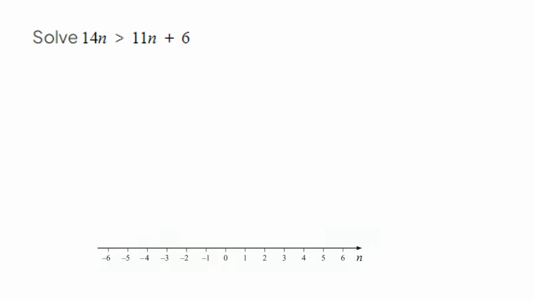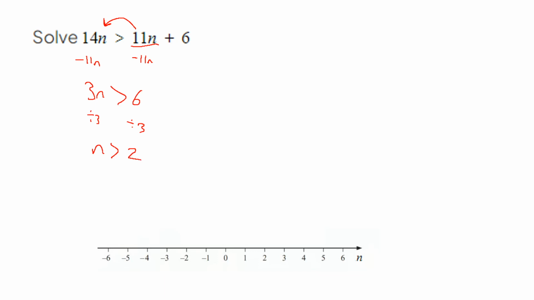Well, an inequality is literally just a linear equation that isn't equal. So we can solve this like a linear equation. This 11n needs to go to the other side. We can do this by minusing 11n. And so what we're left with is 3n is greater than 6. And then let's divide by 3. And we're left with n is greater than 2.